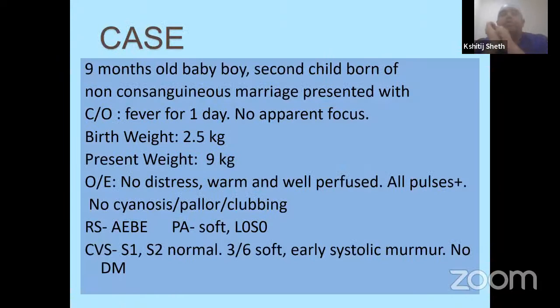This is a 9-month-old boy who was born out of non-consanguineous marriage. Had 1 day of fever, no apparent focus, no cough, cold, loose motion. Birth weight was 2.5, present weight is 9 kg. On examination, he had no distress, warm and well perfused, happy child, all pulses well felt, no cyanosis, pallor, clubbing. Chest is clear, abdominal examination is unremarkable. The child had a 3/6 soft systolic murmur, no diastolic murmur. This is a very common scenario which most physicians face in daily practice.